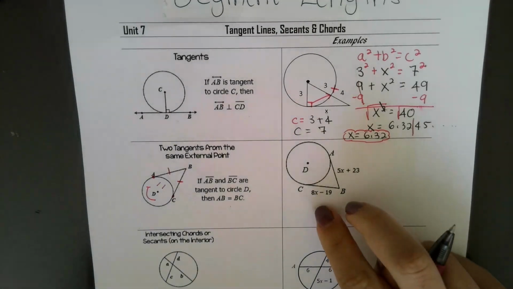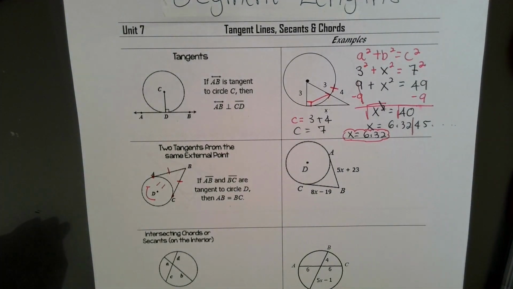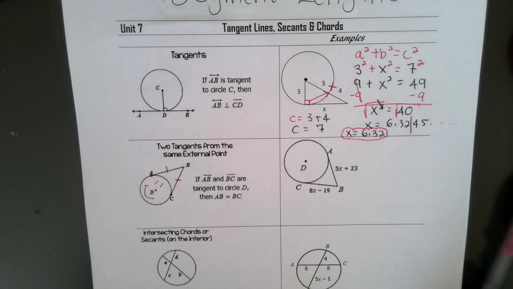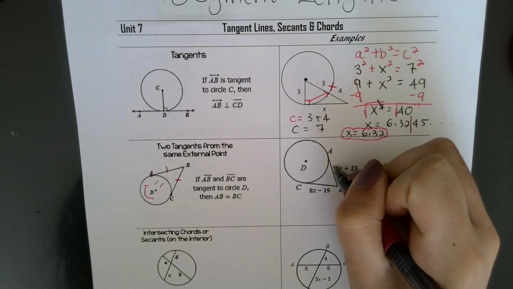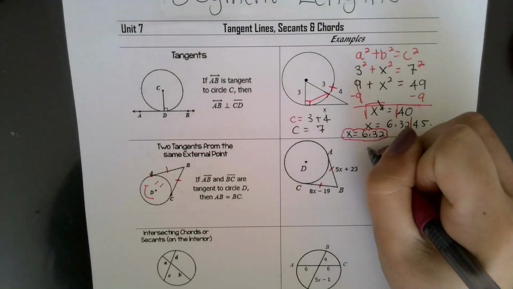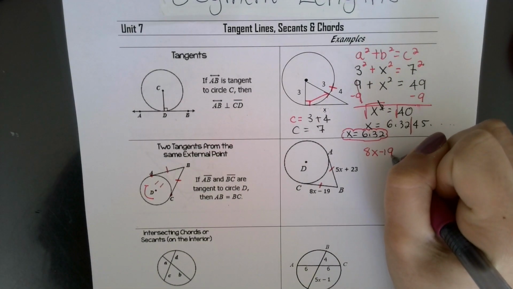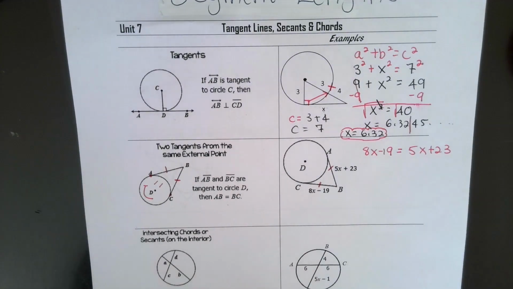So now, we're going to solve for x. So right here, again, I see that looks like a party hat. These are two tangent lines with an external point, so these are congruent. So you're going to set both of them equal to each other. So I have 8x minus 19 equals 5x plus 23.